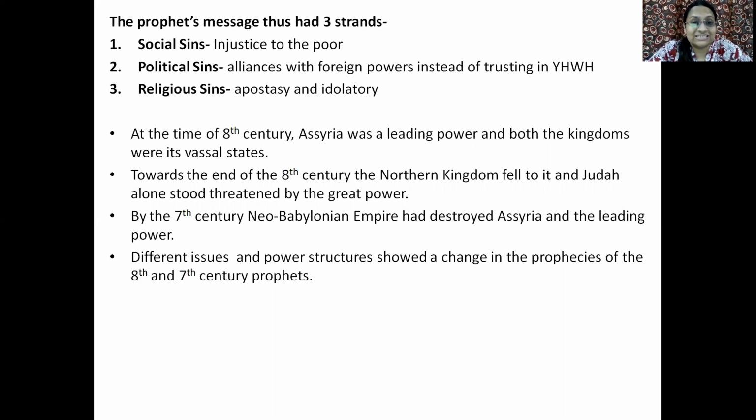That was political sins. The third strand is religious sins. Religious sins were apostasy and idolatry. There was hypocrisy and idolatry. People were showing off that they were very religious, but internally they were far away from God. They were doing all the sacrifices, rituals, festivals and feasts, but internally they were far, far away from God, and they were also getting involved in a lot of idolatry. This was a problem. These are the three strands that were very important in the message of the Old Testament prophets, especially of the 8th century, and it continued after that.